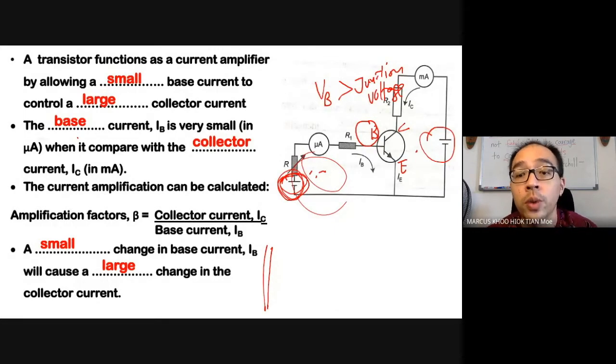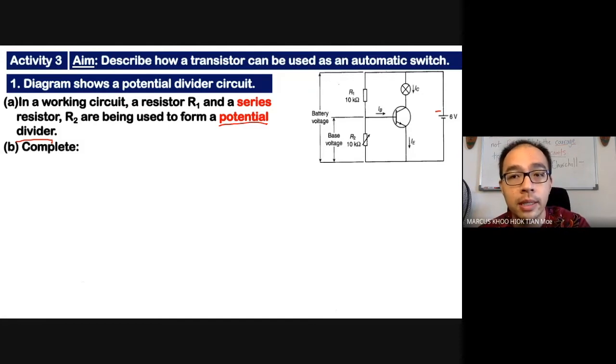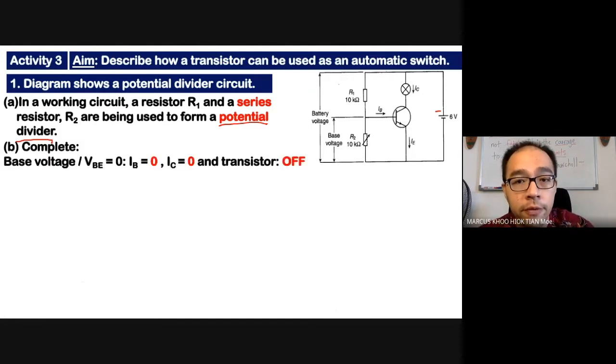Okay, so we can modify the litar supaya dia boleh jadi just one power source, but we have to provide two resistors so that we can divide the voltage according to their resistors. Okay, let's complete this sentence. First of all, if the base voltage is 0, therefore there is no base current, and so the transistor will be off.